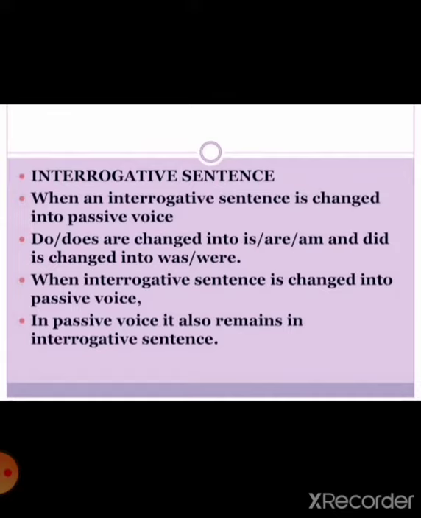Do and does, these two auxiliary verbs, will be changed into am, is or are, according to the subject. Or if it is written in past tense, then it can be changed into was or were according to the subject. And in passive voice, as I have already discussed, the sentence will always remain an interrogative sentence. It will never be an assertive sentence. That means at the end of the sentence you have to give a question mark.